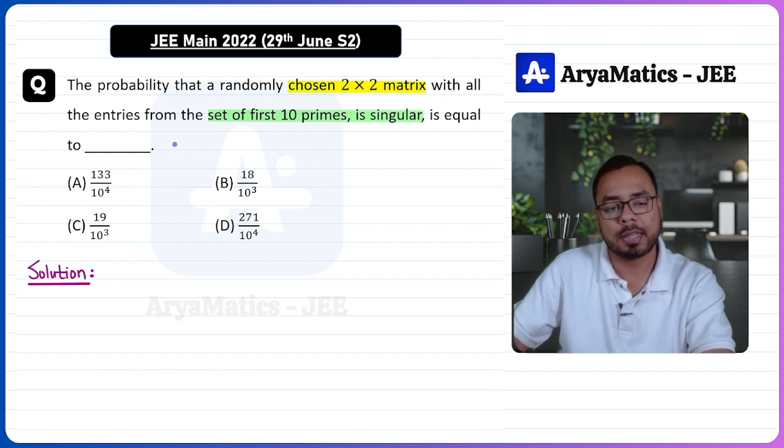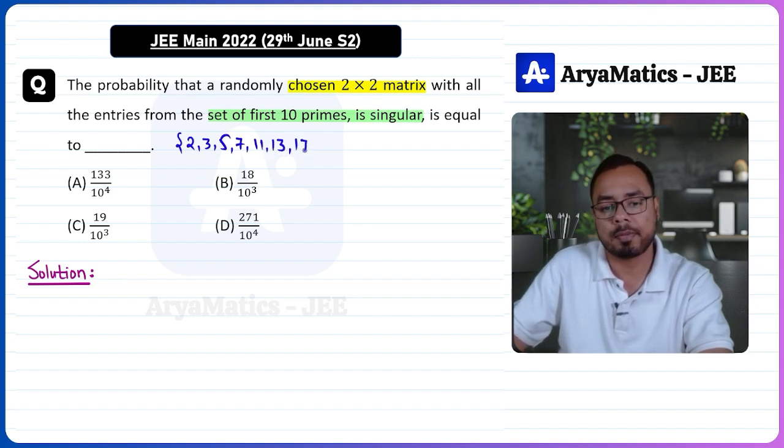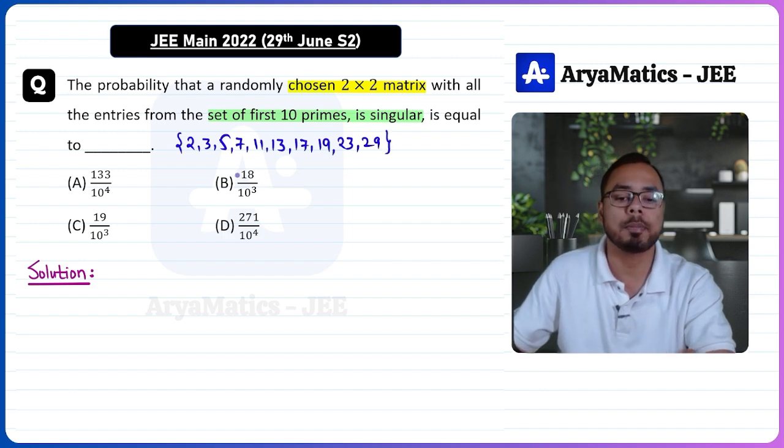So let us say that these are the different prime numbers. The first 10 prime numbers will be starting from 2, 3, 5. Then you have 7, 11, 13, right? Then next will be 17, 19. Then you have 23 and 29. So these are the first 10 prime numbers.